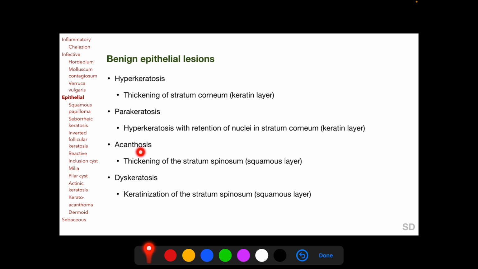In acanthosis, there is thickening of the stratum spinosum or the squamous layer of the skin. The stratum spinosum is the layer immediately superficial to the basal layer of the epidermis. And in dyskeratosis, there is keratinization of the stratum spinosum, keratin or its precursors being restricted to the layer superficial to the stratum spinosum.